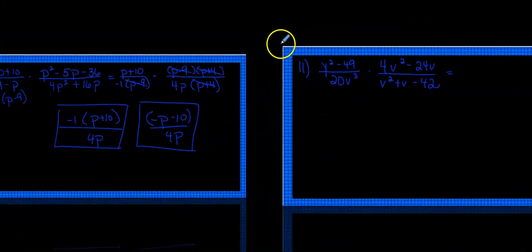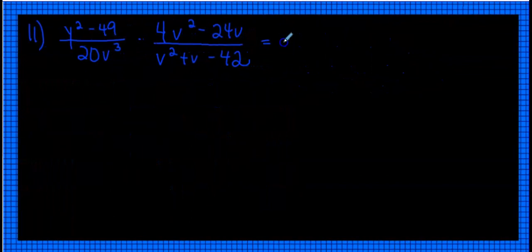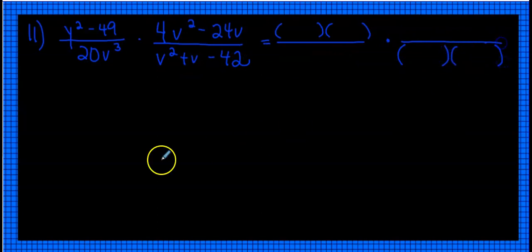So I want you to try this one too. I'm going to give you a hint. The first numerator will end up being 2 binomials. This one's going to stay like it is. Second numerator, you're going to take out a GCF, and then this denominator is also going to be 2 binomials. See if you can factor them and then come back.